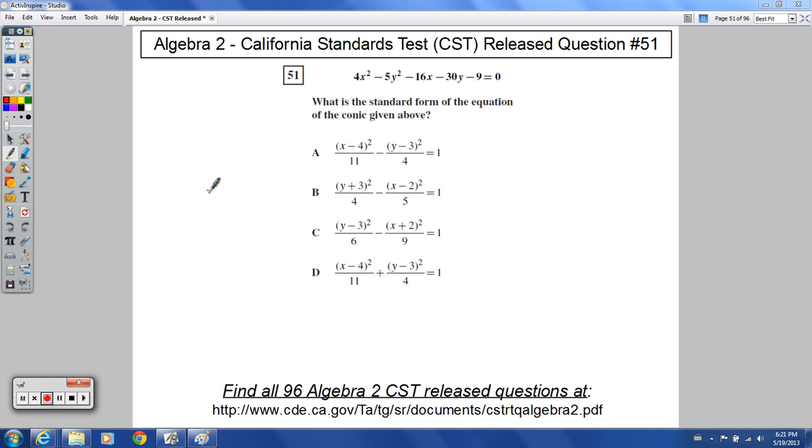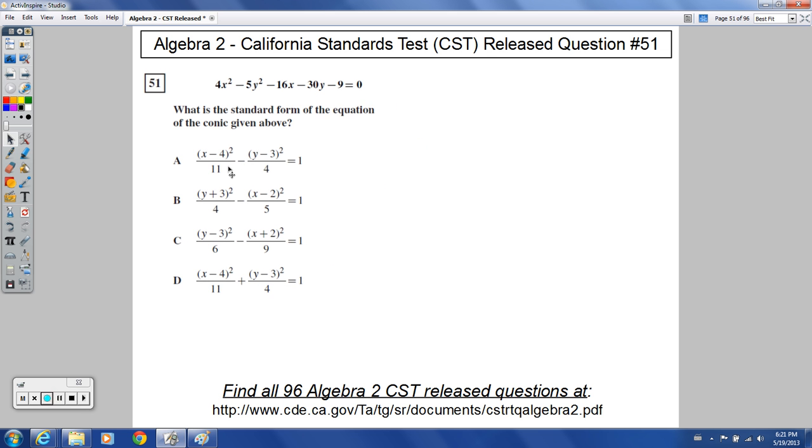Hello there, welcome to Algebra 2 CST release question number 51. Here's what we got. It says 4x squared minus 5y squared minus 16x minus 30y minus 9 equals 0. And it's asking what is the standard form of the equation of the conic given above. So this one is going to take some time here.